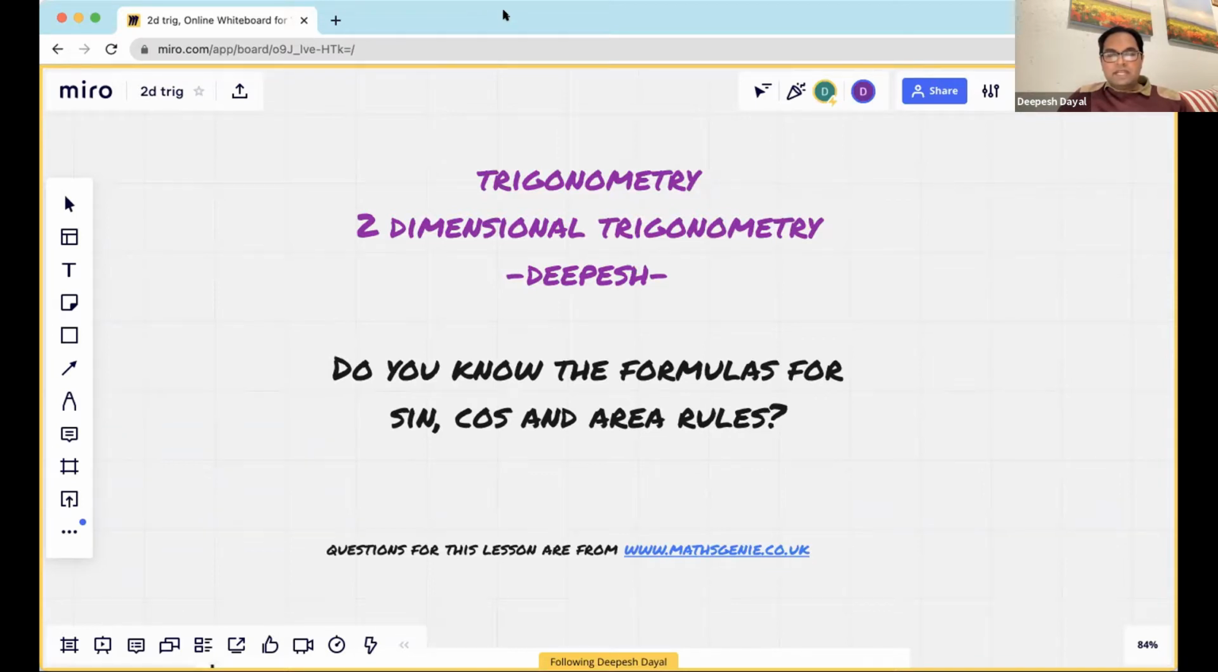We are looking today at trigonometry, the two-dimensional trigonometry. And we have a question there. Do you know the formulas for sine, cos, and area rules? And I'd like you to write them down if you do remember them.